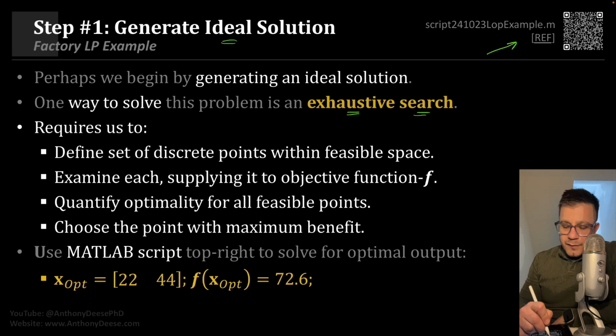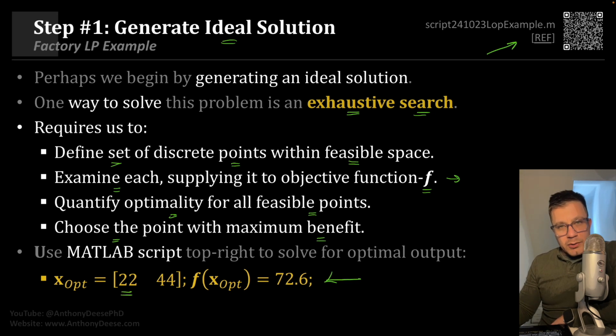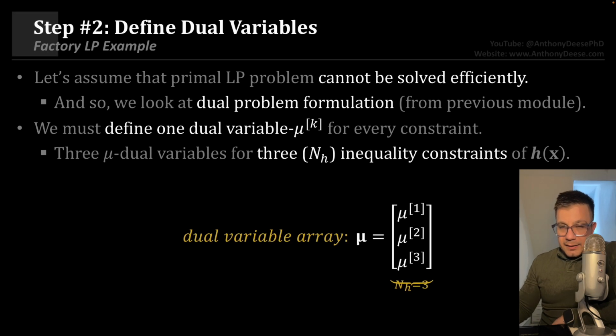So this requires us to define a set of discrete points within our feasible space, examine each point, supplying it to the objective function to generate its optimality quantitative value. We quantify that optimality for all the feasible points, and we just choose the one with the maximum benefit. So if we use that MATLAB script, we end up with the following optimal solution. Optimally, we generate 22 units of X1, 44 units of X2, and the total income generated by the factory is 72.6 units.